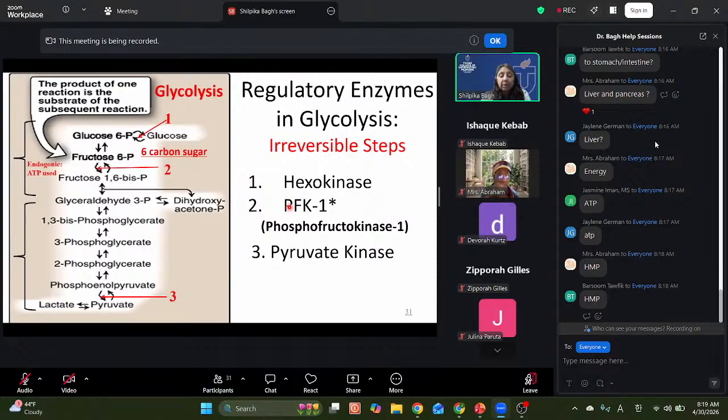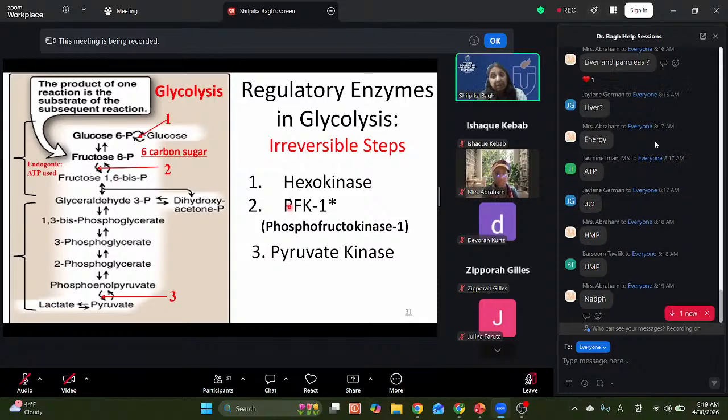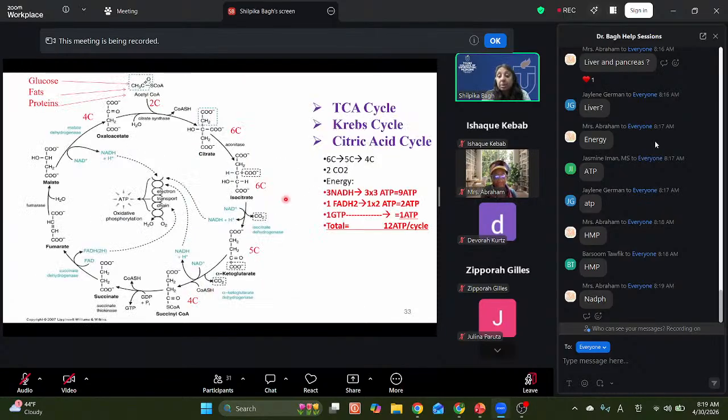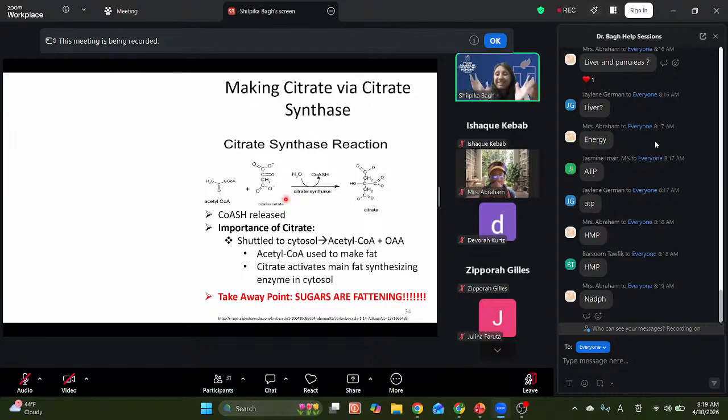HMP shunt is not for ATP. Mainly, HMP shunt is not for ATP. What is HMP shunt for? NADPH and pentoses. It's an alternate pathway for NADPH and pentoses. Every glucose oxidation pathway is turned on after the well-fed state, like glycolysis, PDH. Remember, is this a well-fed state? Is PDH well-fed state? TCA cycle is turned on, but now you have turned on the oxidation pathway.